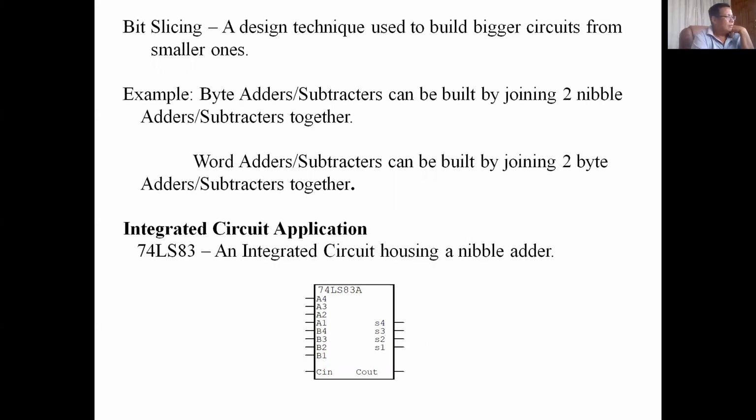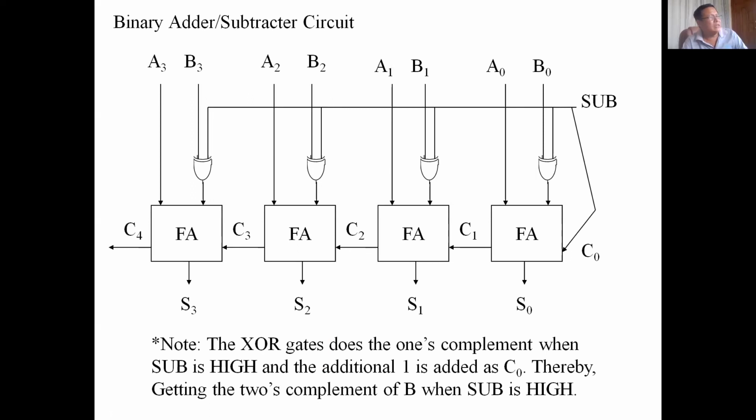Okay. For example, 1 XOR 1. 1 XOR 1 is 0, right? Because it's even. But 0 XOR 1 is 1 because it's odd. Okay, so it will be converted into 1's complement. And then the 1's complement will be added together.